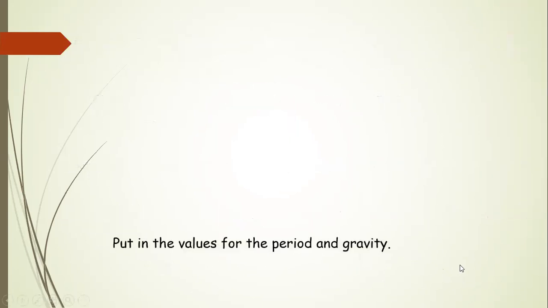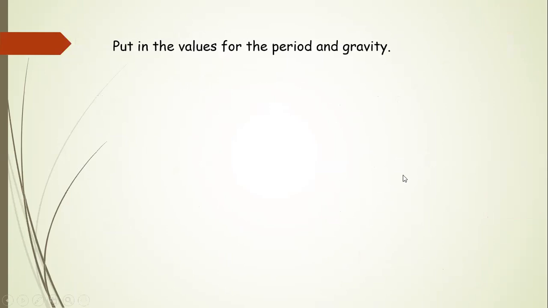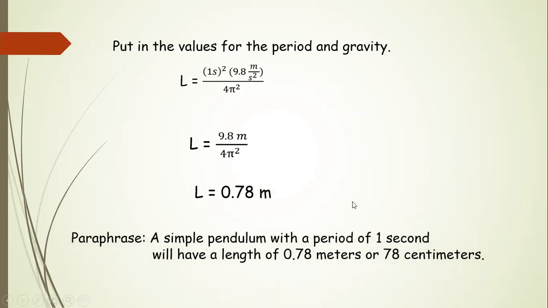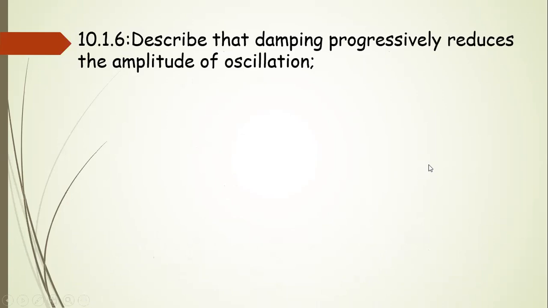Now what I'm going to do is apply all the values. Time period is 1 second, g is 9.8, with 4 pi square in the denominator. Now 9.8 meter is left. This second square and this second square get cancelled, and pi value is 3.14. Put the value of pi, square it, and you will get this result. So a simple pendulum with a period of 1 second will have a length of 0.248 meters or about 25 centimeters. So these are your pendulum problems.